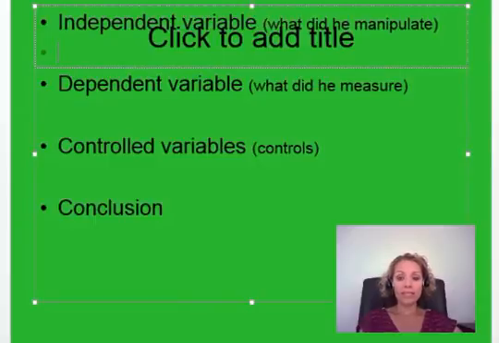What was his independent variable? What did he manipulate? What was his dependent variable? What did he measure?